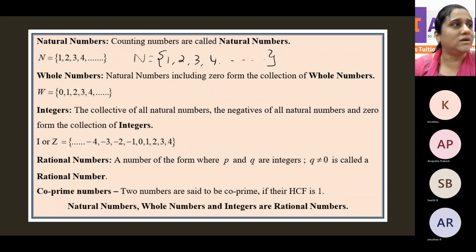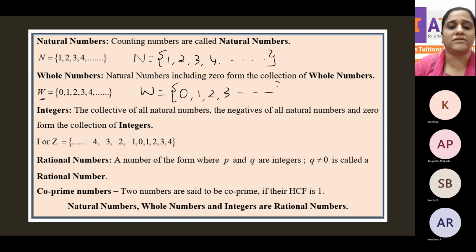And this is how you represent natural numbers. N is the letter that represents natural numbers: capital letter N, not small letter n, is equal to, open a flower bracket, start from 1, 2, 3, goes on, and close the flower bracket. Whole numbers are natural numbers including 0. Natural numbers including 0 form the collection of whole numbers. Whole numbers are represented by the capital letter W. W is equal to, starting from 0, 1, 2, 3, it goes on like this.